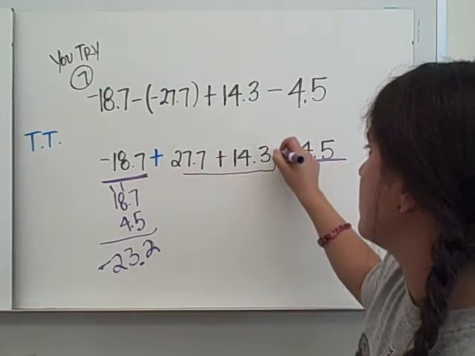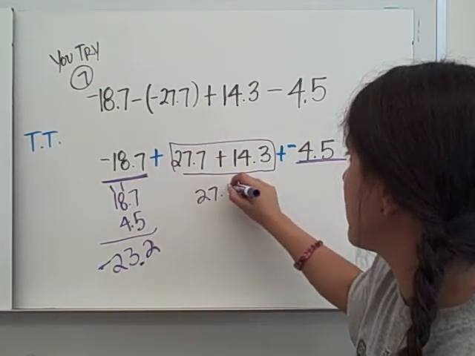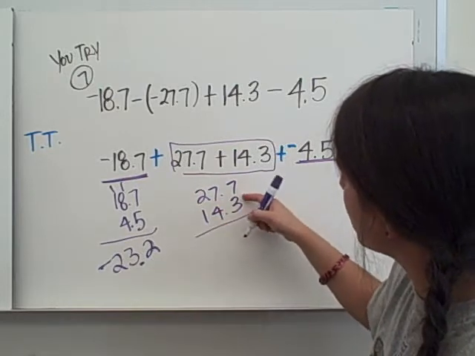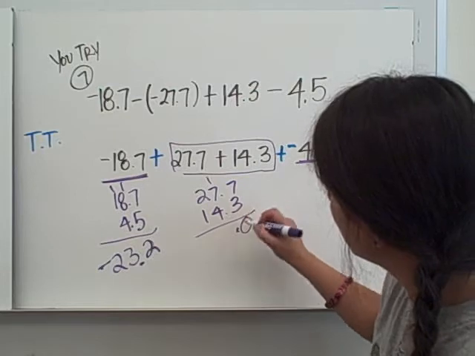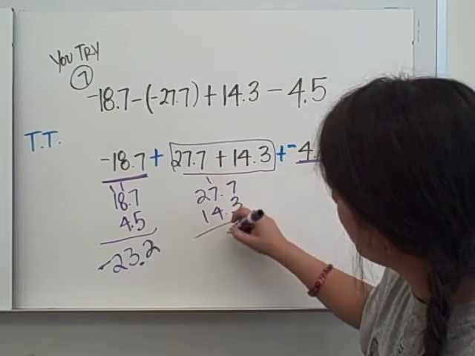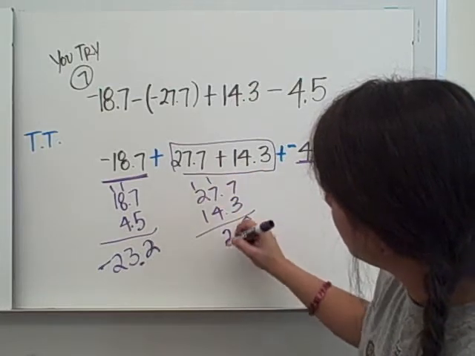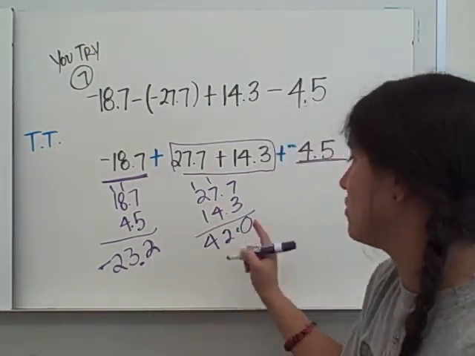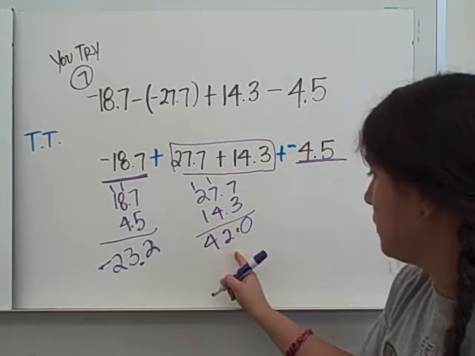And then your positives, 27.7 and 14.3, 7 and 3 is 10, 8 and 4 is 12, 2 and 2 is 4. So I've gotten a negative 23.2 and a positive 42.